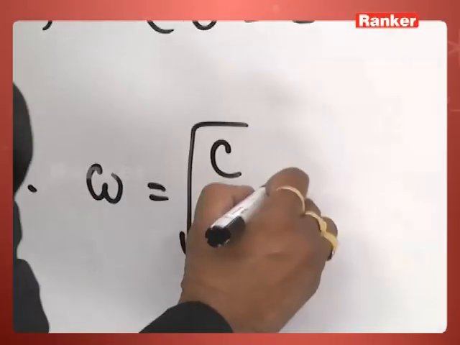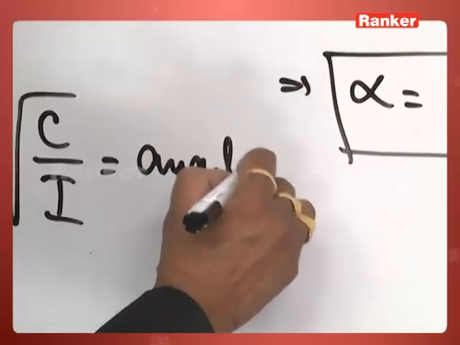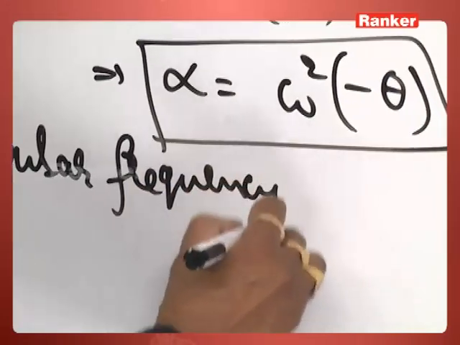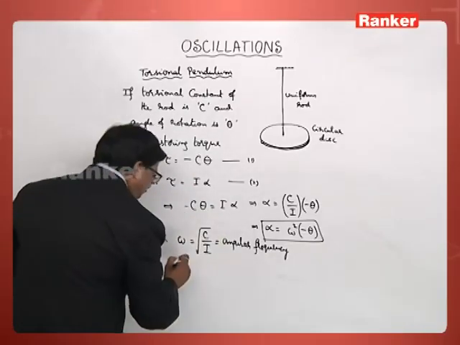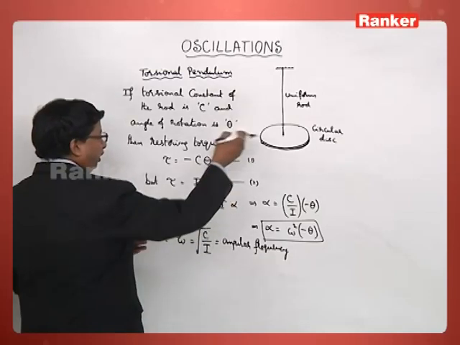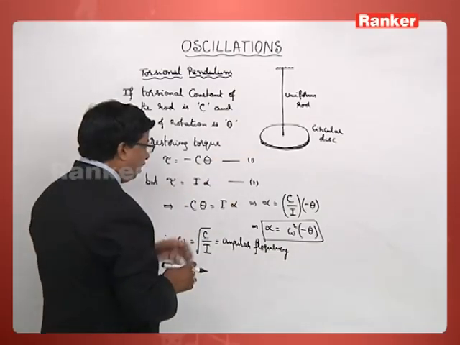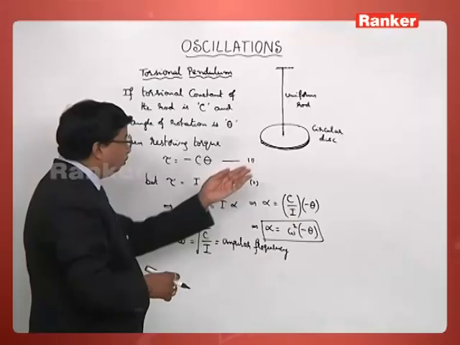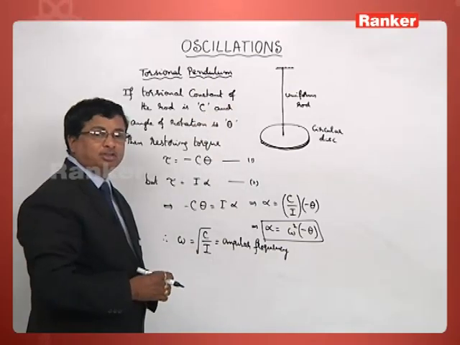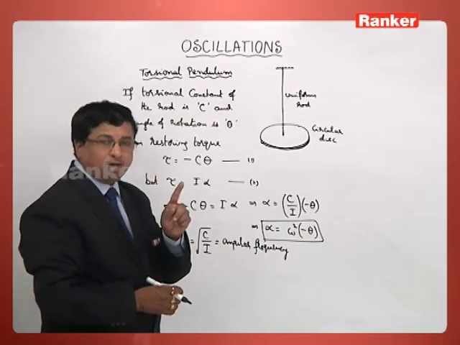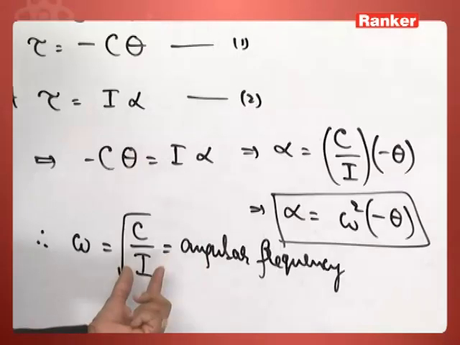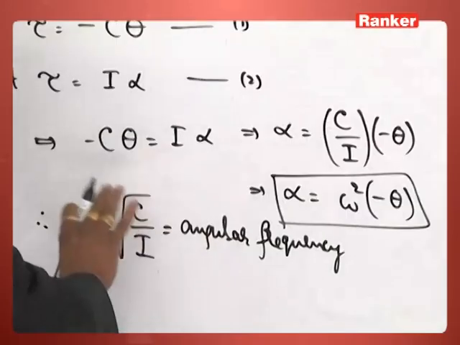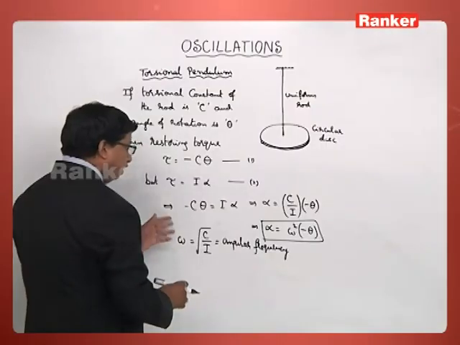This omega is now called the angular frequency. That's what we call omega. And of course, what is the value of I for a disc? You can directly understand it is mr square by 2, for a disc along the axis passing through its center of mass perpendicular to its plane. If you want, you can substitute the value of I that way. Otherwise, you can leave it like this, omega is under root C by I.